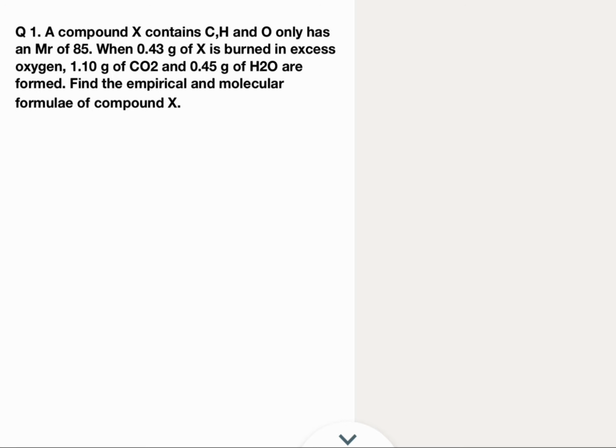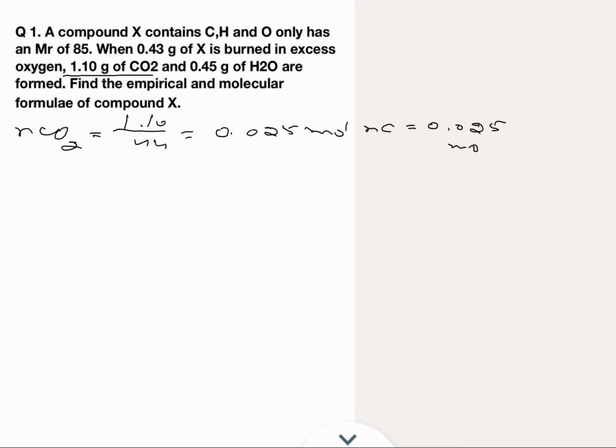From the mass of carbon dioxide here, we can work out the number of moles of carbon dioxide by dividing the 1.10 by 44. So we get 0.025 moles of carbon dioxide. Now one carbon dioxide has one carbon, so the number of moles of carbon is going to be the same. And the mass of this carbon is going to be twelve times the moles, so it's 0.3 grams.